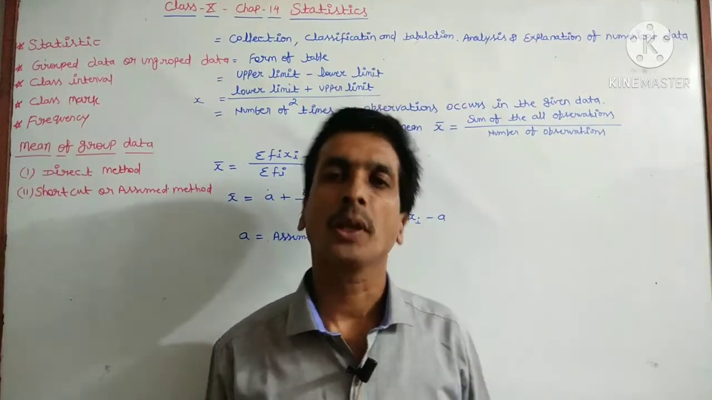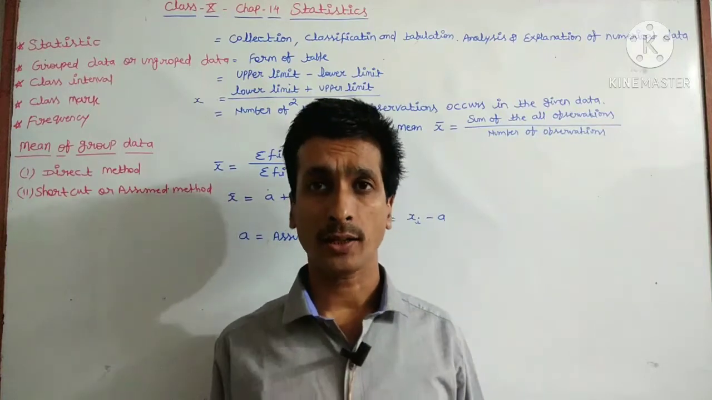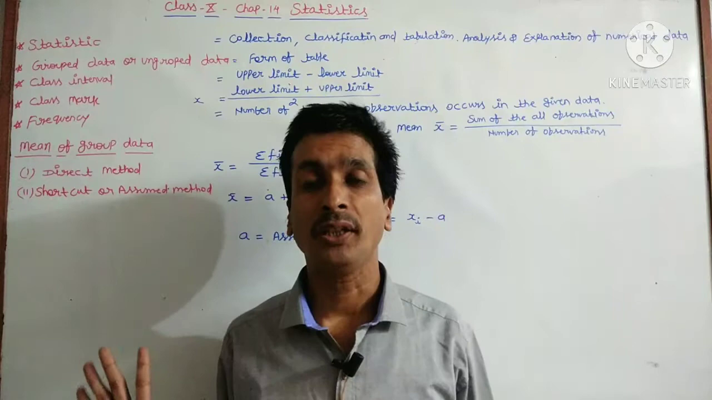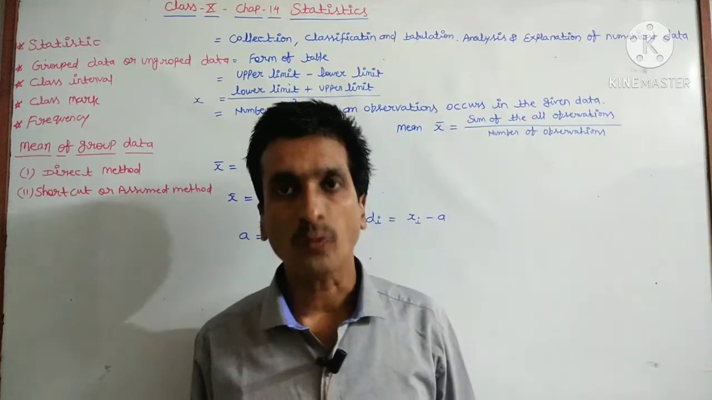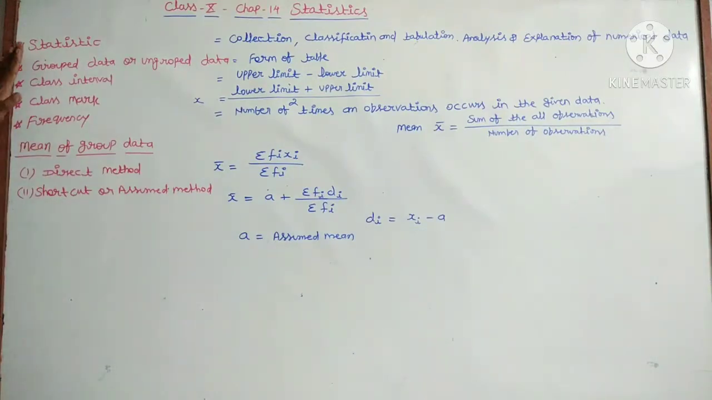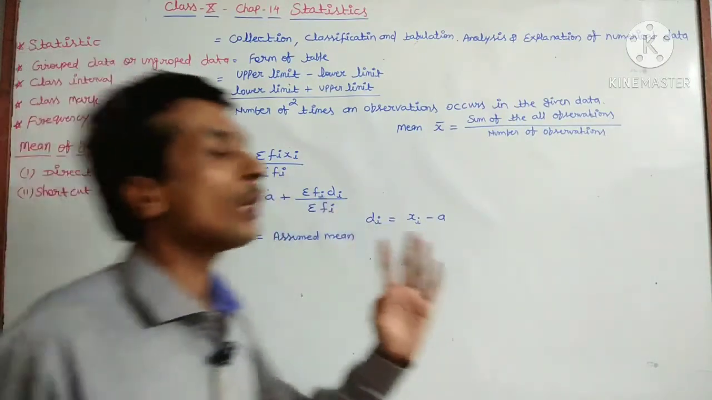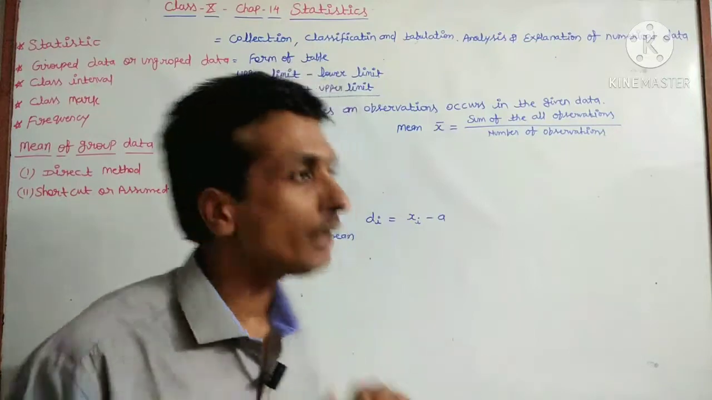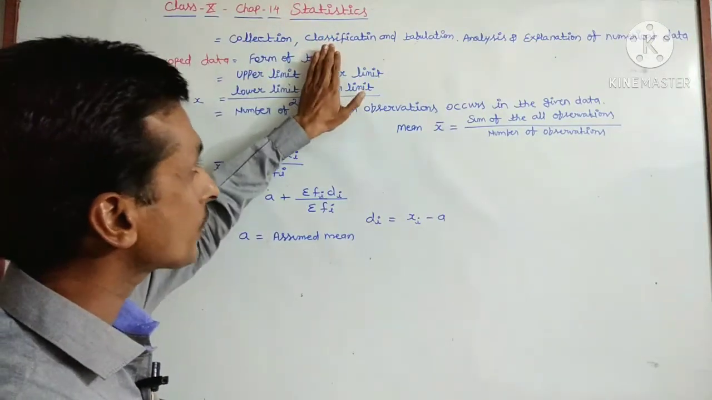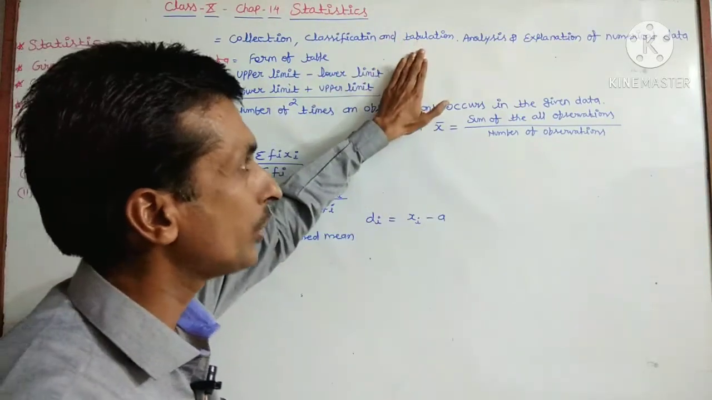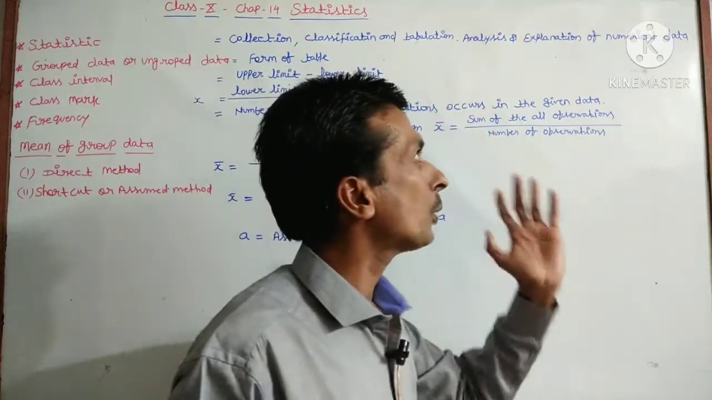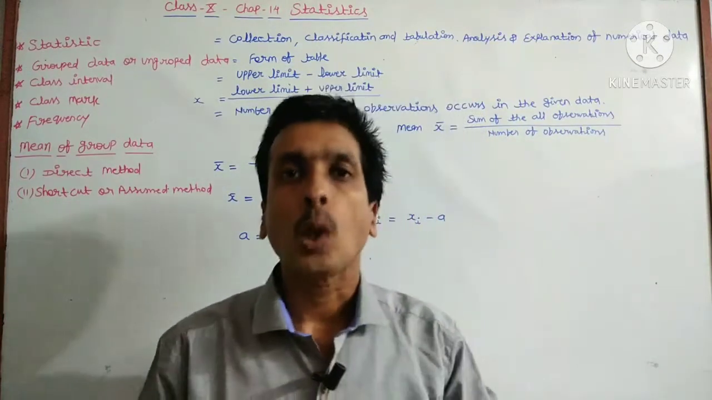We will discuss chapter number 14. The name is statistics, and in this chapter we will learn three things: mean, median and mode. How to solve? First of all, we will learn what statistics is. It means you are talking about data. If you collect the data, then classify it and make a table, that means tabulation. After making the tabulation, you do analysis and explanation of the numerical data, so that is called statistics.